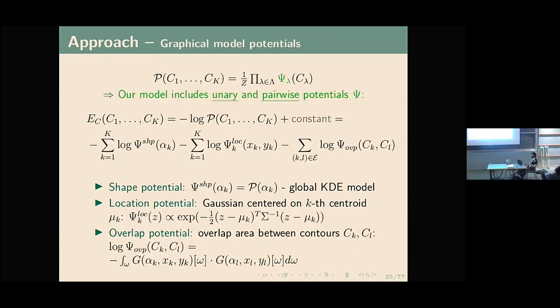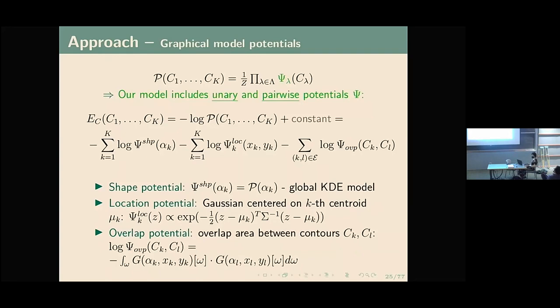Now that we've defined the interaction graph, it's time to discuss the specific potentials which form our joint contour model. We use potentials defined on single contours and pairs of contours, so unary and pairwise potentials. And as before, we can transition to considering energy by taking the log. Based on our requirements, we introduce three terms to account for shape, location, and overlap.